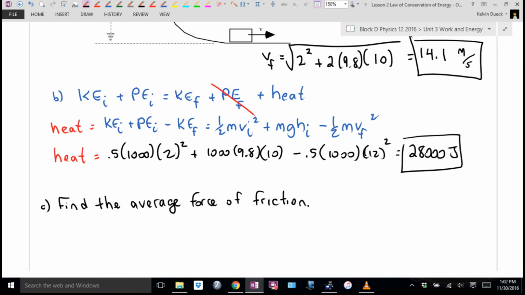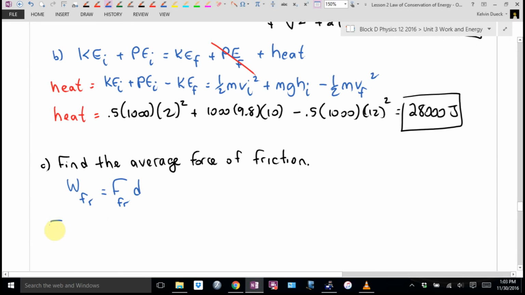But I can find the average force of friction. How? I'll give you a hint. It's going to use something I found in part B. Oh, this heat is the work done by friction. So I can say the work done by friction equals the force of friction times distance. The force of friction is going to be the work divided by the distance. How much work was done? 28,000.